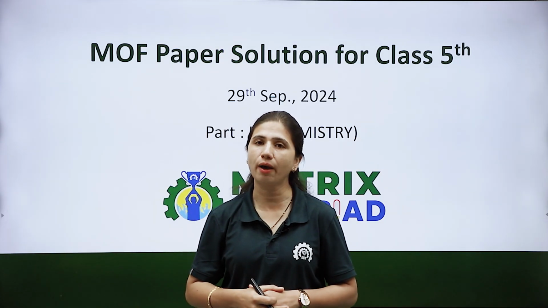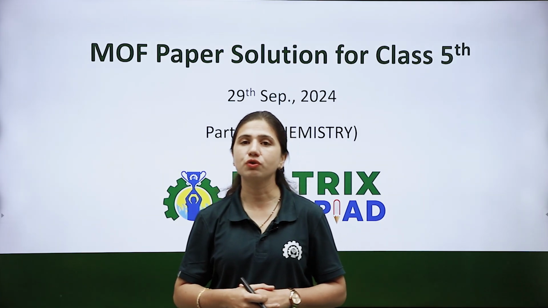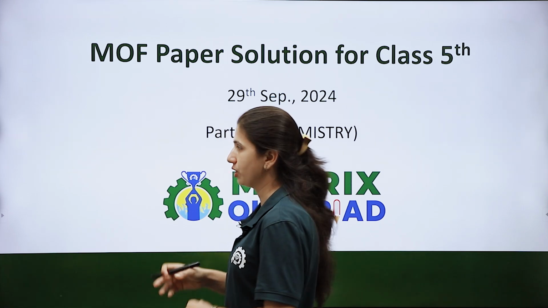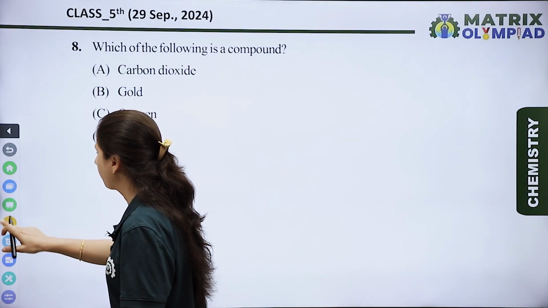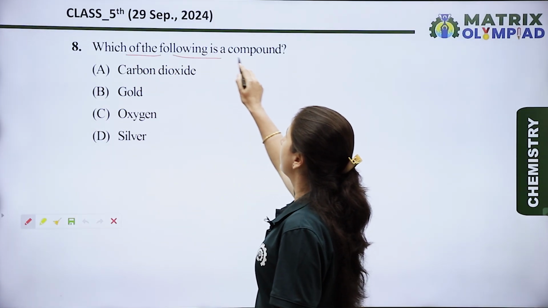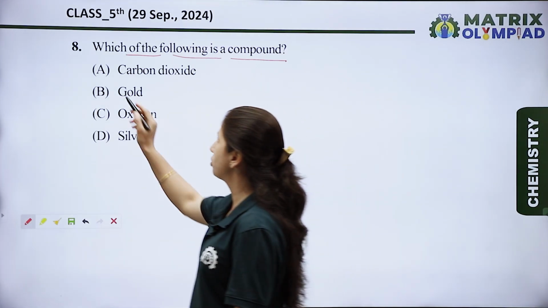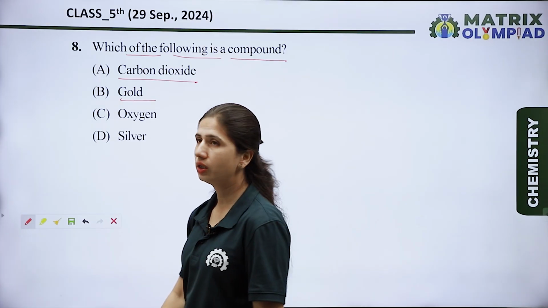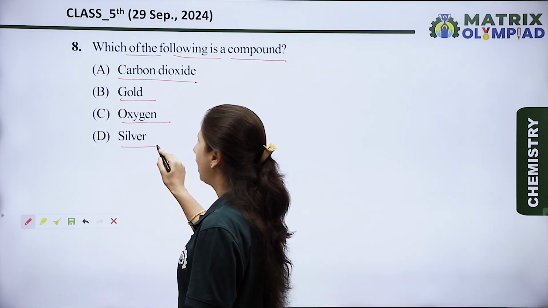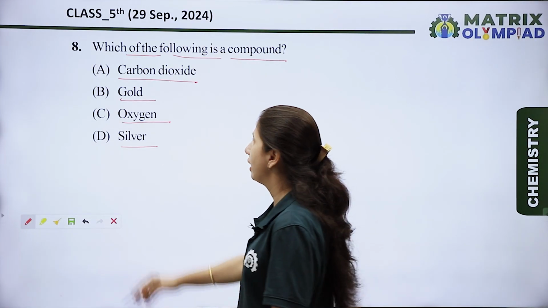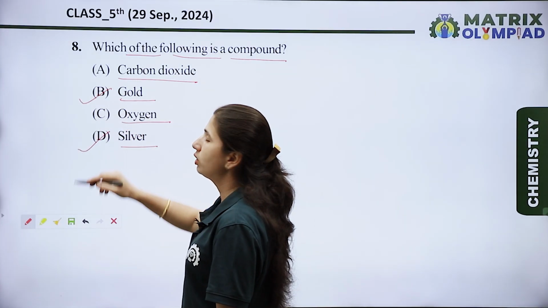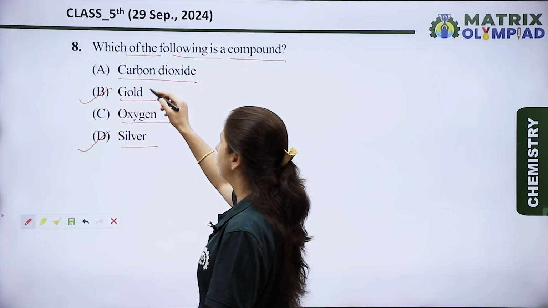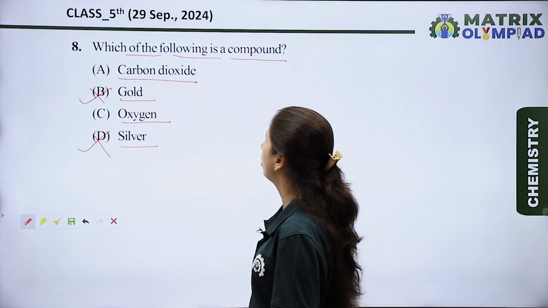Now we will discuss the MOF paper solution of class 5th, which was conducted on 29 September 2024. Let's see the question. The question is, which of the following is a compound? Okay, the options are, first is carbon dioxide, second is gold, third is oxygen, and fourth is silver. Okay, gold and silver both are metals, or we can say both are present in the elemental form. So gold and silver are not compounds.